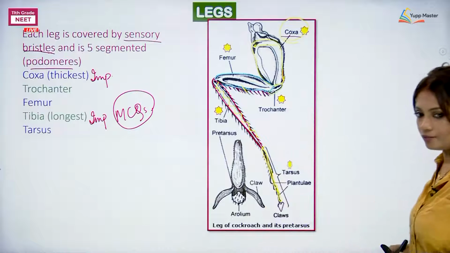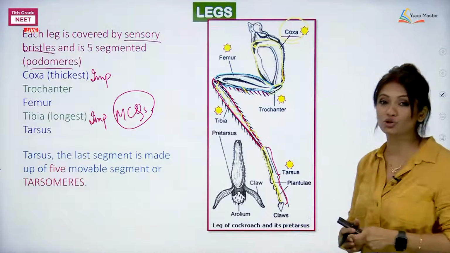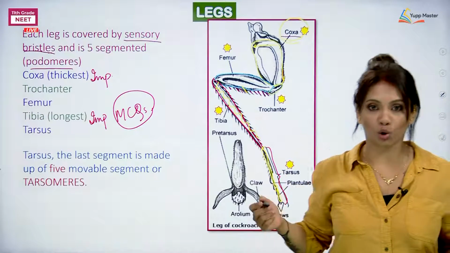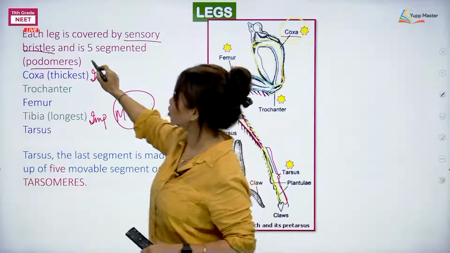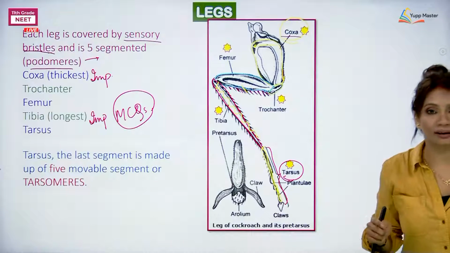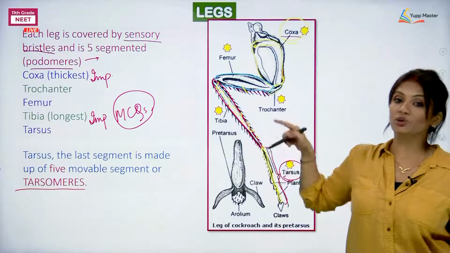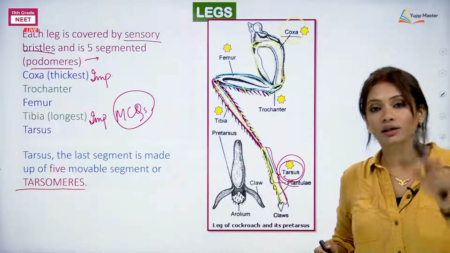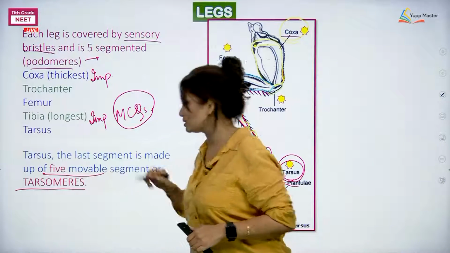Now, when we see ahead, we also see that the tarsus region is again divided into 5 parts. And remember, the word used for leg is generally podo. So if the whole leg is divided into different segments, we call those podomeres. The tarsus is divided into segments called tarsomeres. Tarsomeres means the different segments of the tarsus. So the tarsus is divided into 5 movable segments, called tarsomeres.